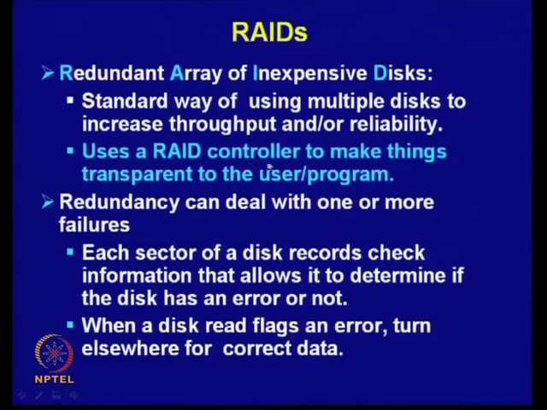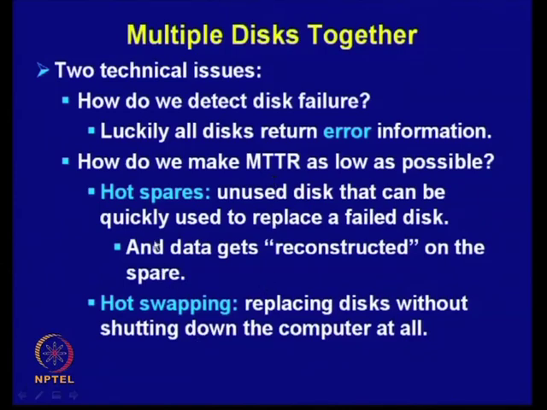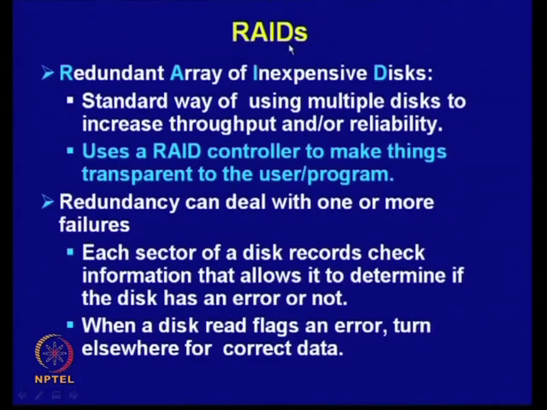This uses a RAID controller to make things transparent to the user or program. In the previous case, as you have seen, whenever we do hot spares or hot swapping, sometimes manual intervention is required. But in this particular case, whenever we are using RAIDs, there is no need for any manual intervention. Automatically the RAID controller, which is electronics present in the system, will take care of it and make things transparent to the user, the programmer, or the program that is running. So, redundancy can deal with one or more failures.